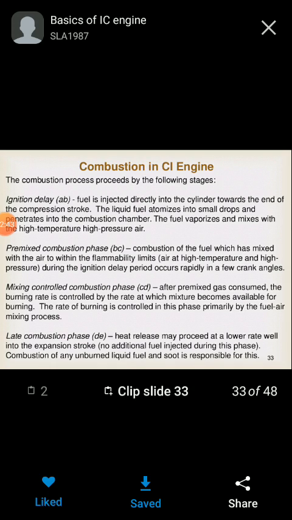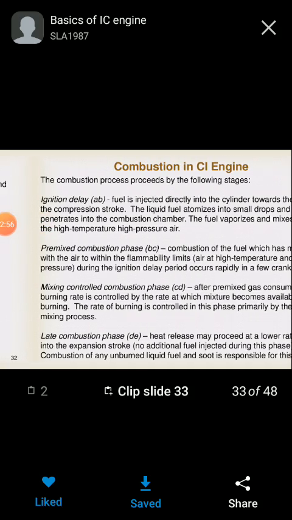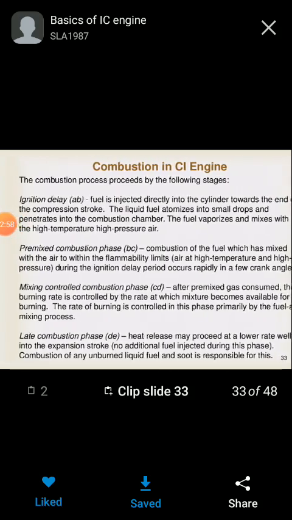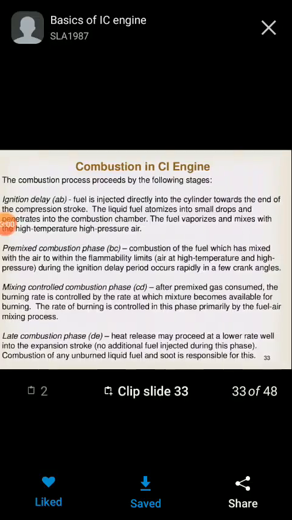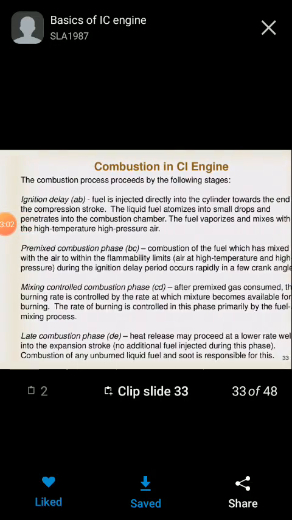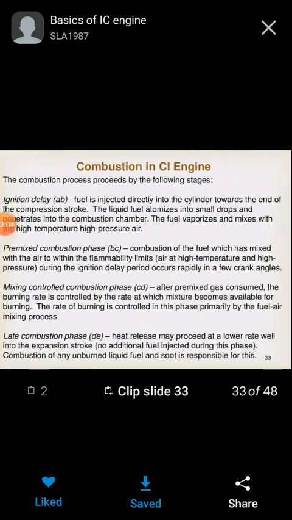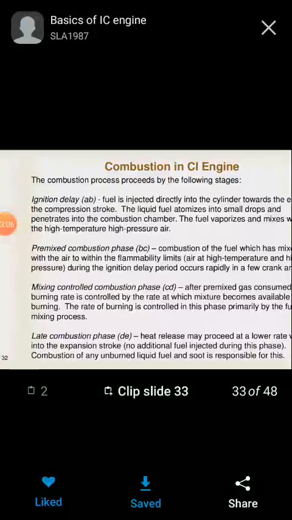Combustion in CI engine. The ignition delay. The combustion process proceeds through the following stages. The ignition delay: the fuel is injected directly into the cylinder towards the end of the compression stroke. The liquid fuel atomizes into small drops and penetrates into the combustion chamber. The fuel vaporizes and mixes with the high temperature, high pressure air.